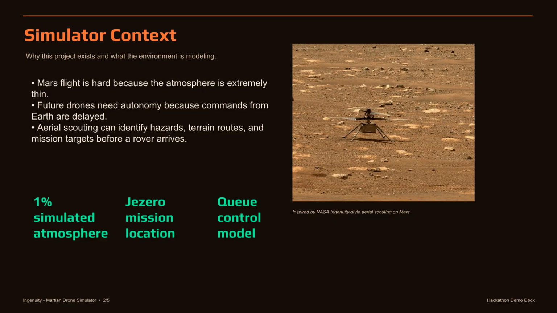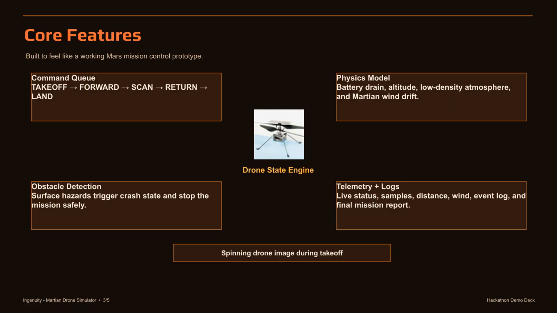Our simulator focuses on recreating some of the challenges a drone would face on Mars. Since Mars has a much thinner atmosphere than Earth, flight is much harder and requires careful planning. Our program simulates drone movement, takeoff, battery usage, wind drift, obstacle detection, and telemetry data. The goal is to create a simple but interactive way to understand how a drone might behave in a Martian environment. This connects to the real NASA Ingenuity helicopter, which was used to test powered flight on Mars.